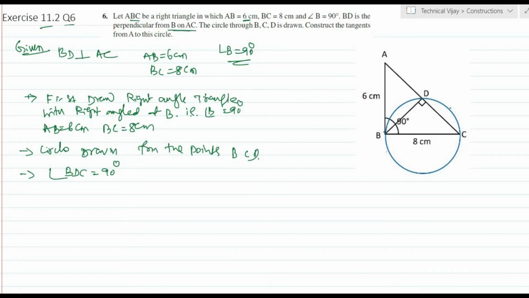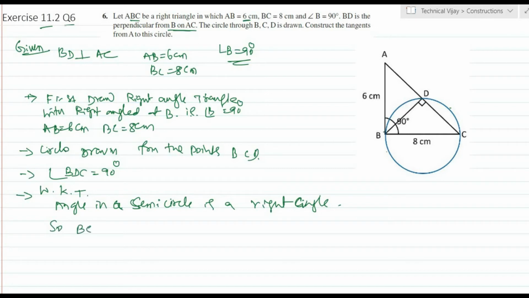Perpendicular from B on AC. This is 90 degrees. So we know that the angle in a semicircle is a right angle. This is a right angle, which means it is in a semicircle, so BC must be the diameter. So here this BC must be the diameter.